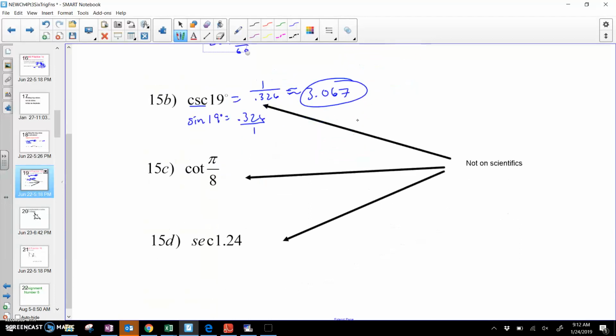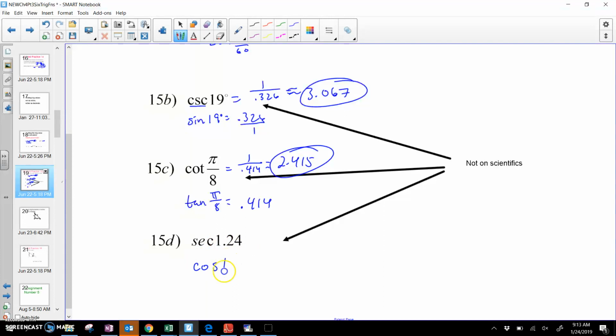For 15C, I did the tangent of pi over 8, so at this point I changed my calculator to radians. Got 0.414. But remember, the cotangent is the reciprocal, so I did 1 divided by 0.414. I got 2.415. And finally, secant I know goes with cosine.